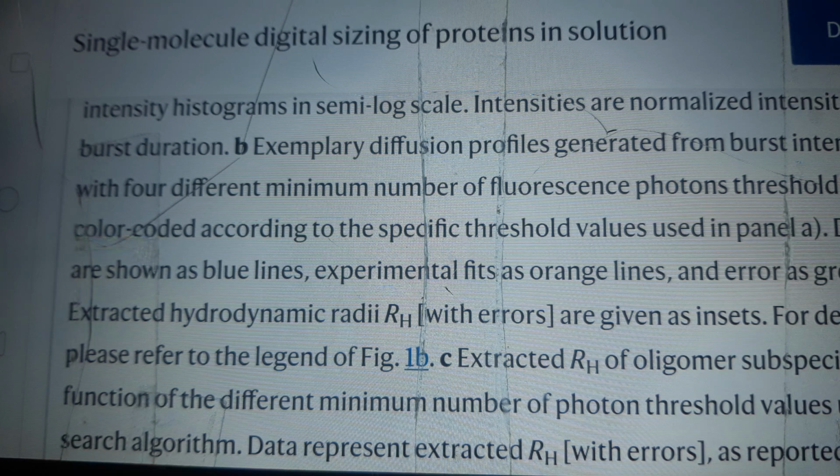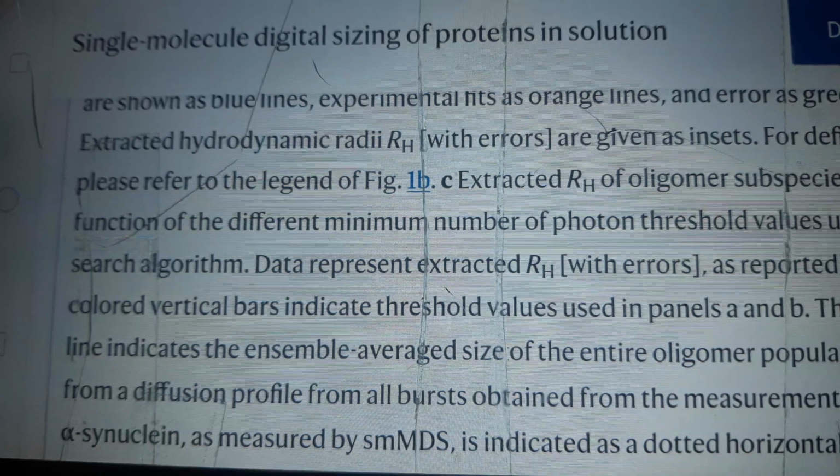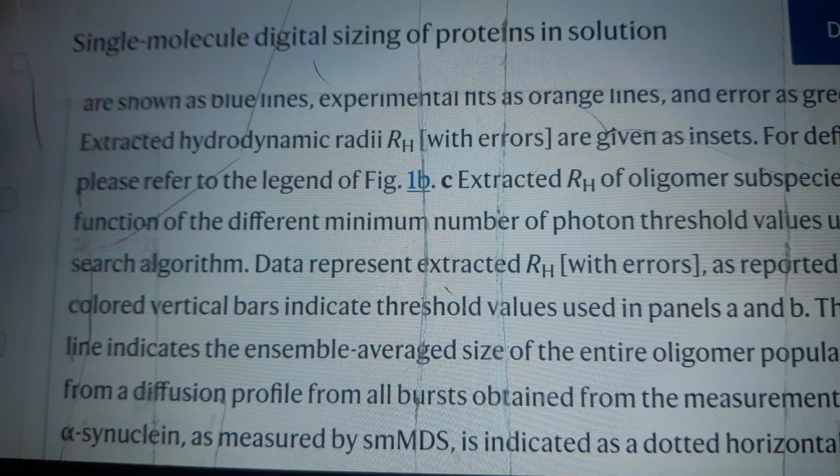B, exemplary diffusion profiles generated from burst intensity distributions with 4 different minimum numbers of fluorescent photons. Panels are color-coded according to the specific threshold values used in a panel. Diffusion profiles are shown as blue lines, experimental fits as orange lines, and error as green bands. The extracted hydrodynamic radii, RH, with errors are given as insets. For a definition of errors, please refer to the legend of figure 1b, c.